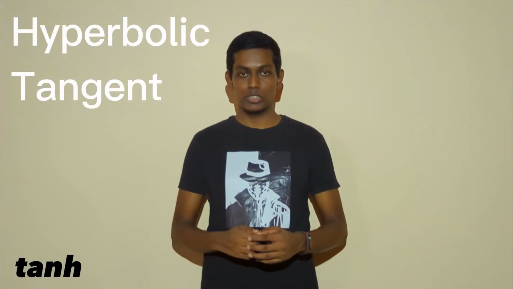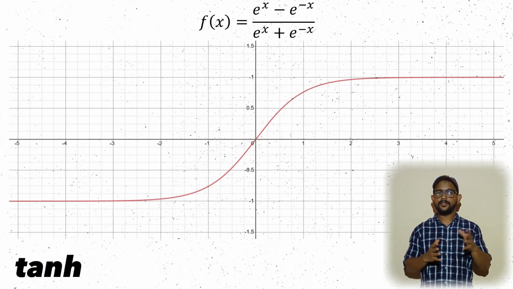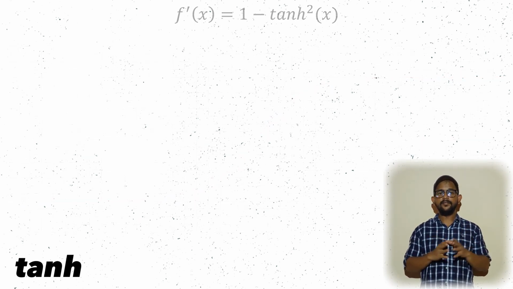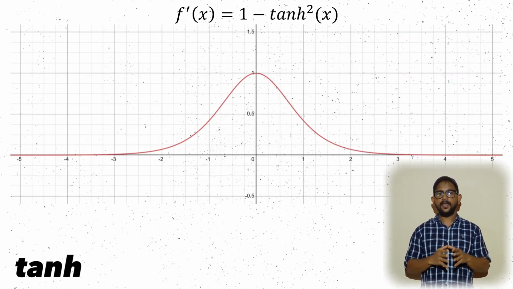Hyperbolic tangent function, which is also known as tanh, is quite similar to the sigmoid, but here the output is mapped to -1 to 1 range. This can be a useful choice in neural networks, where the output needs to be centered around 0. It can be mathematically expressed as shown here, and its graph looks like this. As you can see, as the input moves away from the 0, the output approaches either -1 or 1. Derivative of the hyperbolic tangent is shown here, and its graph looks like this. As you can see, just like the sigmoid, this also suffers from the vanishing gradient problem.